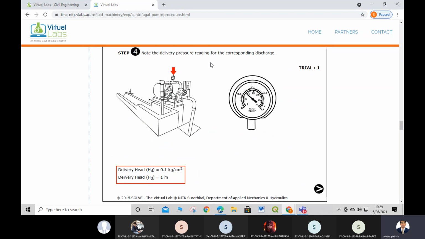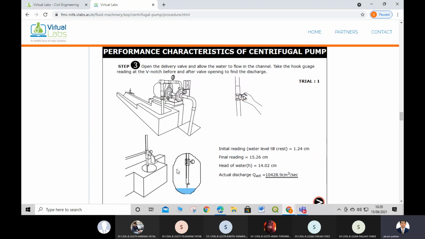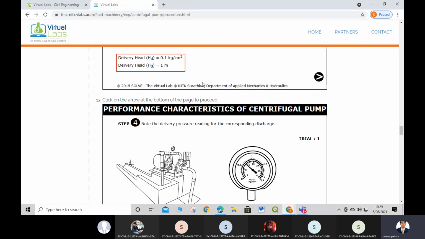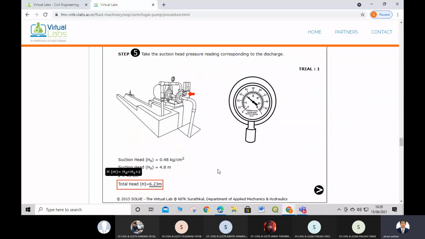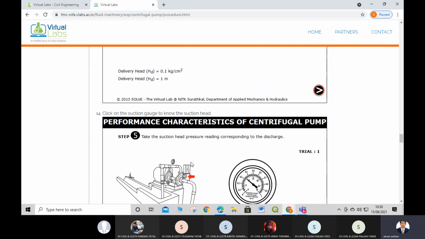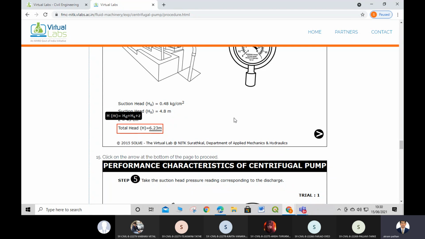Then note down the delivery as well as the suction pressure gauge reading. Here we have to record the suction as well as delivery pressure gauge reading in kg per centimeter square. Then we note down HS plus HD, that is suction head plus delivery head, and we get the total head. So how will you calculate total head? HS plus HD. HS is now 4.8 and HD is 1 meter, so 4.8 plus 1. That is the total head.